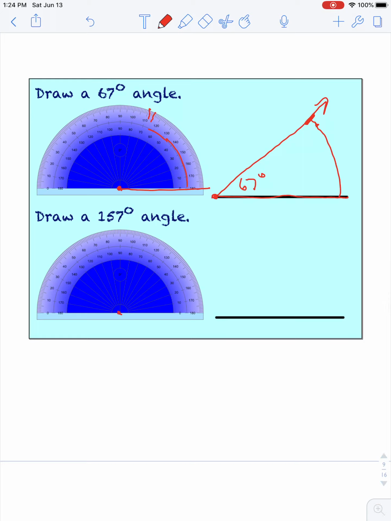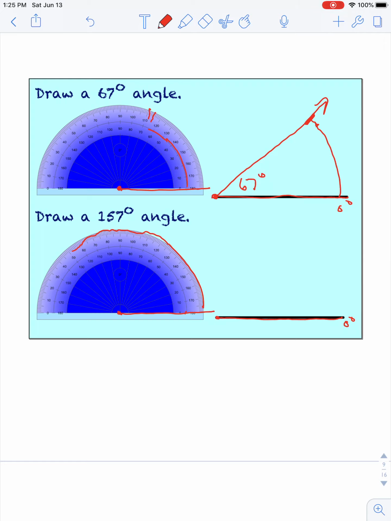I always like to have this protractor lined up on the right side here so that my 0 degrees is right there. But you can do it either way. But now when I am lining this up and making sure my protractor is right on there, I'm going all the way around until I get to 157.